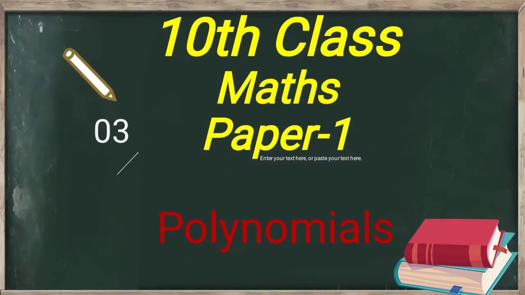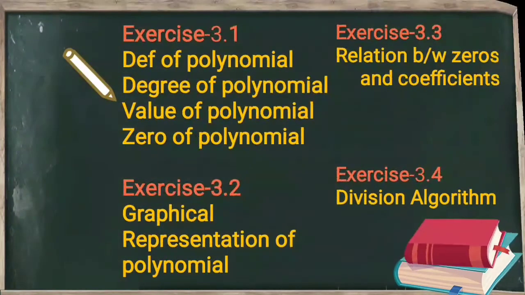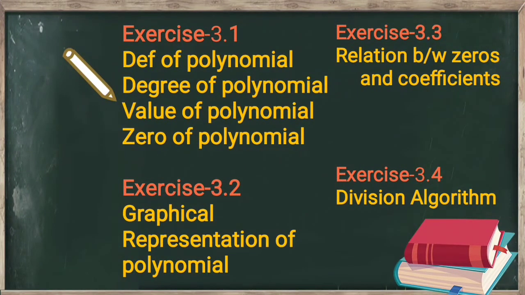Today we are going to learn a chapter from 10th class Maths paper 1, which is polynomials. In this chapter, total 4 exercises. First exercise related to 4 different topics. First topic is definition of polynomial. Second topic, degree of a polynomial. Third topic, value of a polynomial. And fourth topic, zero of a polynomial.